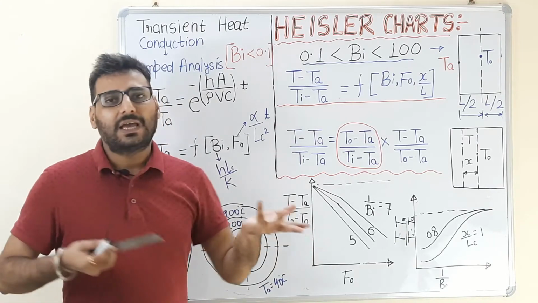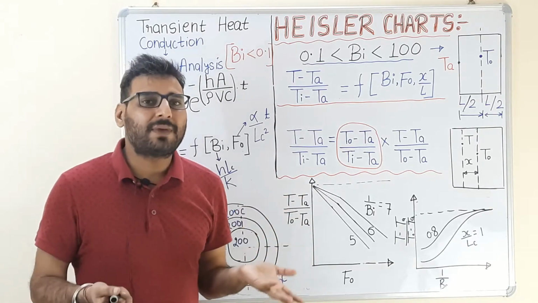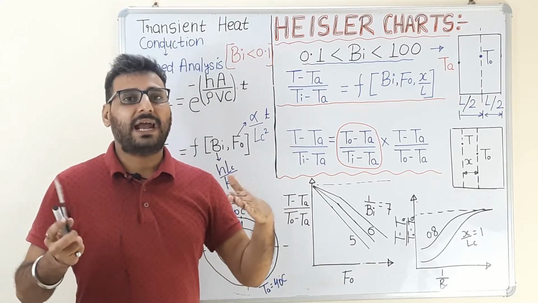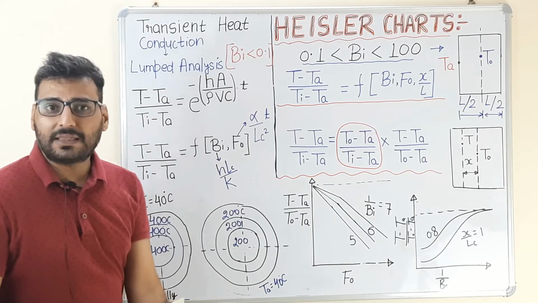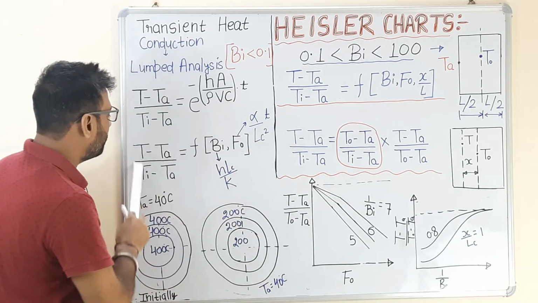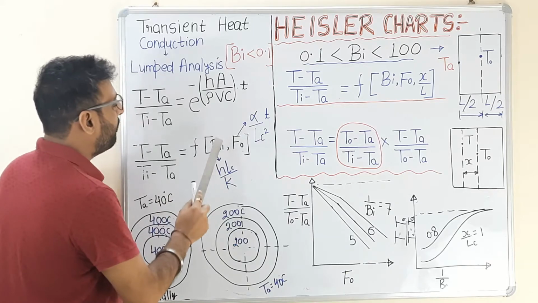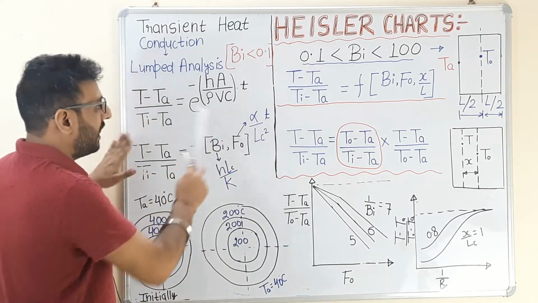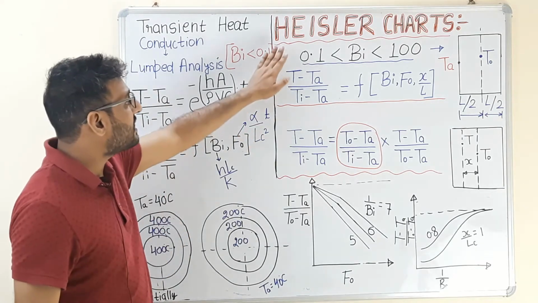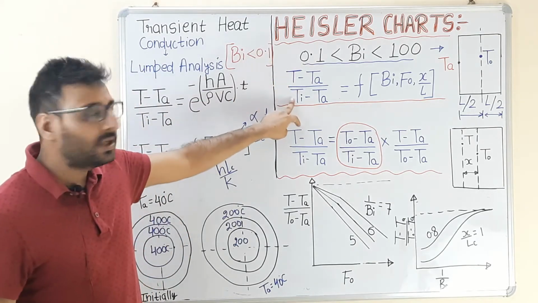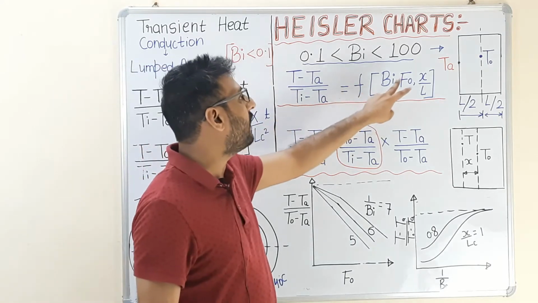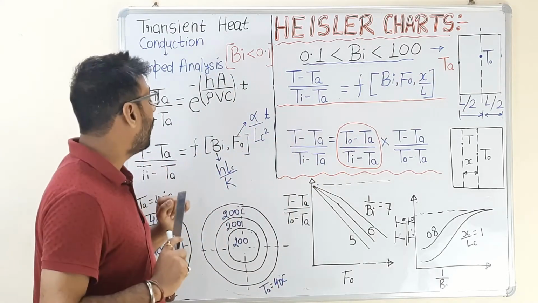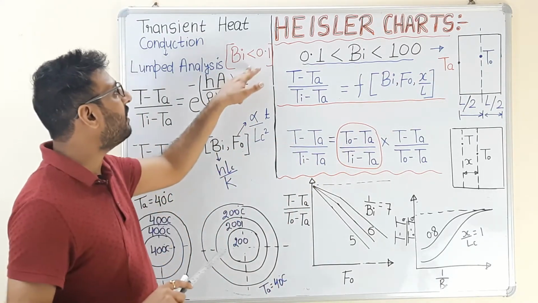Basically, in the heat transfer process, the basic problem is to determine the temperature of a body with respect to time and space. In the lumped method, the temperature distribution is a function of Biot number and Fourier number, and temperature distribution is given by this formula. In Hassler chart, the temperature distribution is a function of Biot number, Fourier number, and the location of the point.